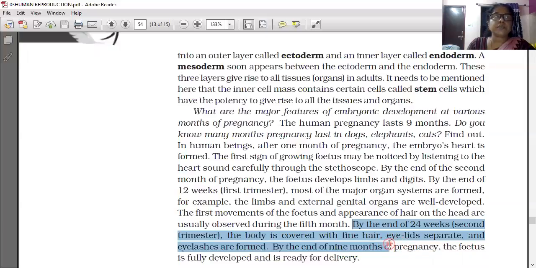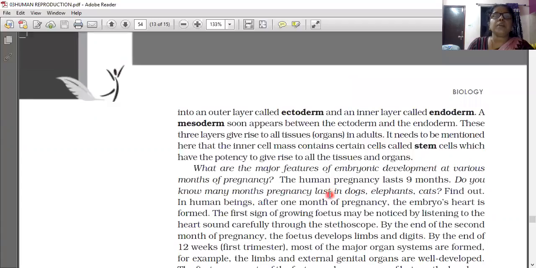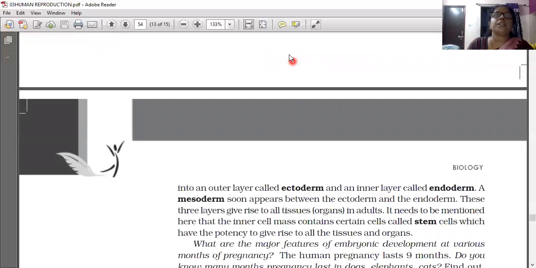What are the changes after the 6th month? The body is covered with fine hair, eyelids separate and eyelashes are formed. By the end of 9 months of pregnancy, the fetus is fully developed and ready for delivery. So this is the development of the embryo that we have learned. I will also show you by the chart how it develops.